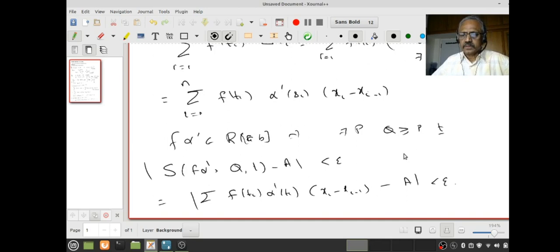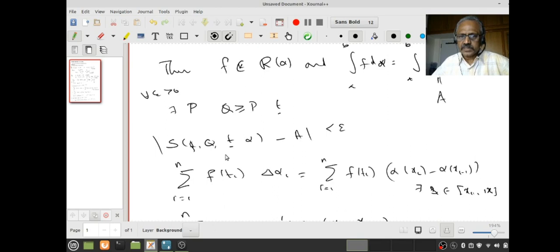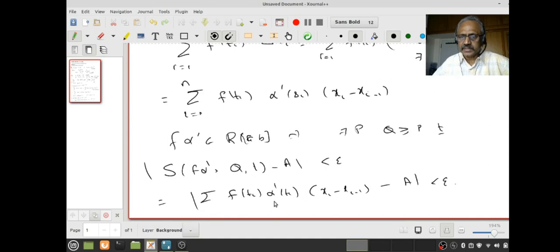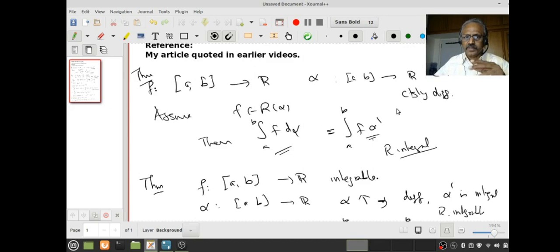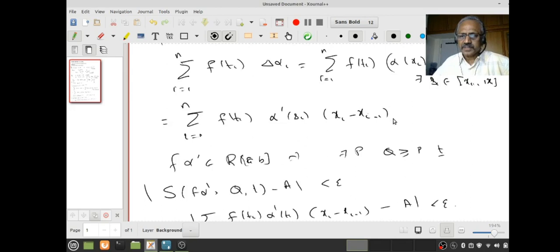You understand? Now let's go back. This minus this is the Riemann sum of f with respect to alpha. I want it to be within epsilon distance of A, but what I have is that the Riemann sum of f times alpha dash is within epsilon distance of A. So look at those two things. What is preventing us? As in this proof, please compare this with the first proof, go through the first proof again, so that you will see the interesting thing, how the proof becomes much simpler here.